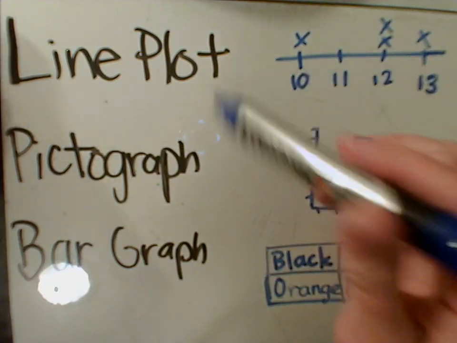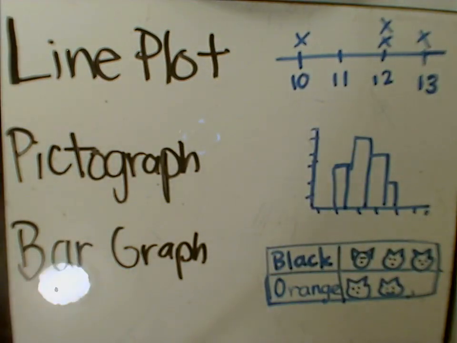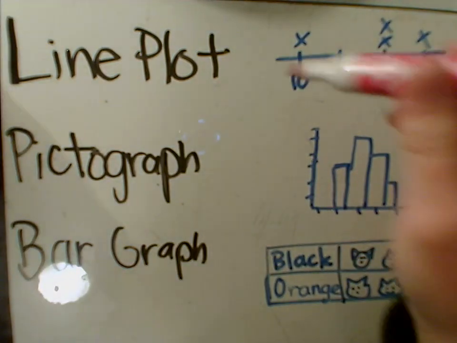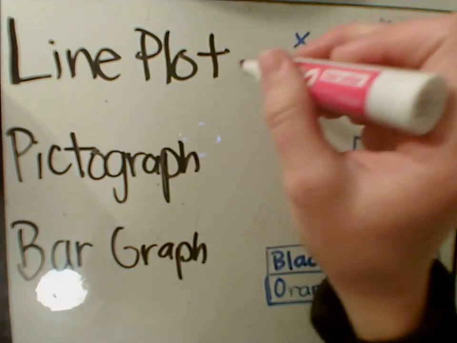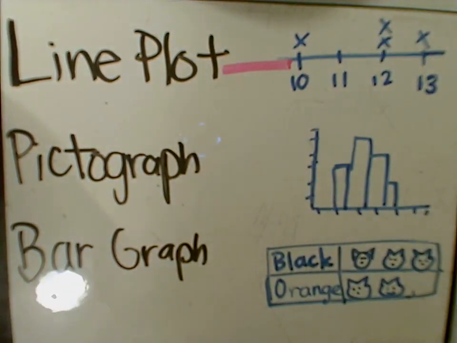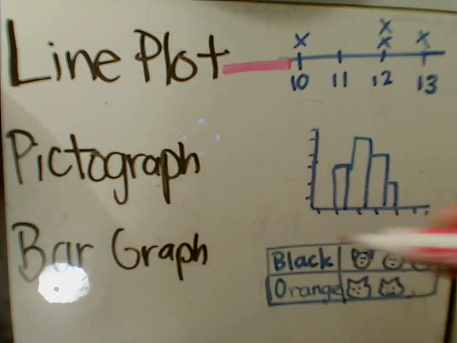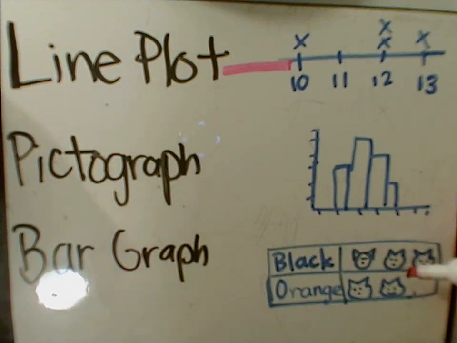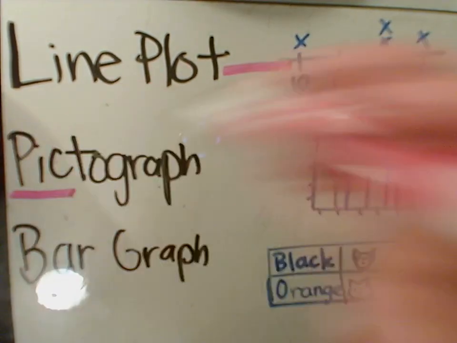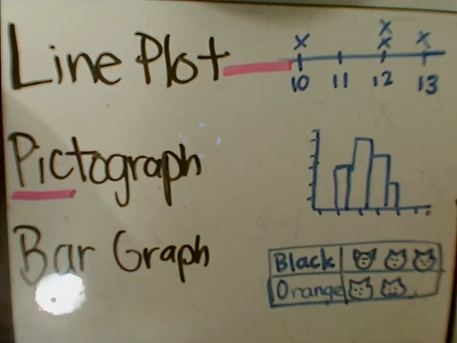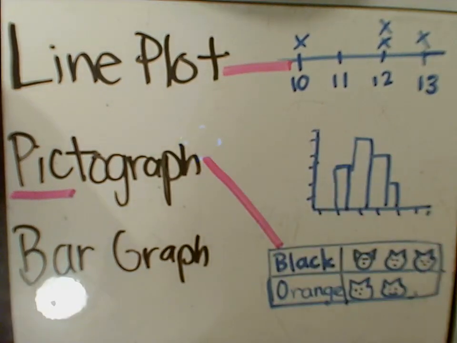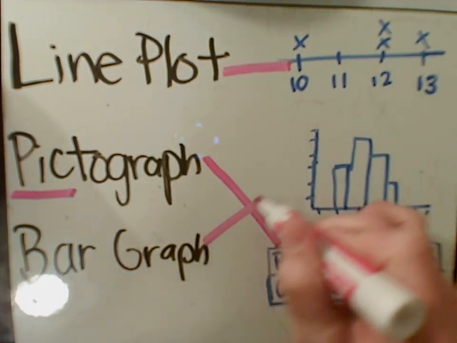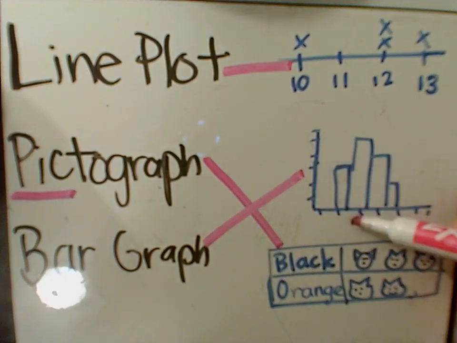Okay, so let's start with line plot. A line plot, remember, it's kind of like a number line. So a line plot actually matches the one right across from it. Okay, which one is a pictograph? Is it this one or this one? Pictograph. Remember, pic reminds you of the word picture. So which one do you see that has pictures? Yes, this one. And then finally, our bar graph. Think of like a candy bar, like they're rectangles.